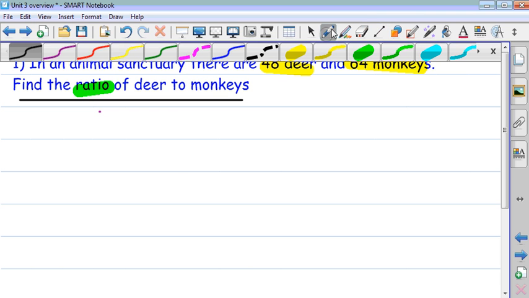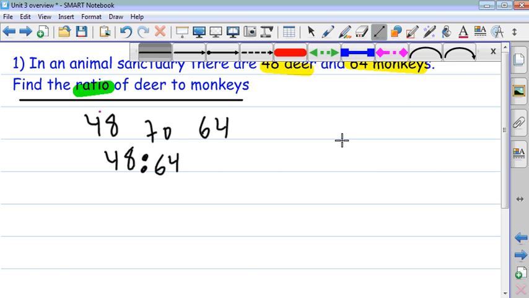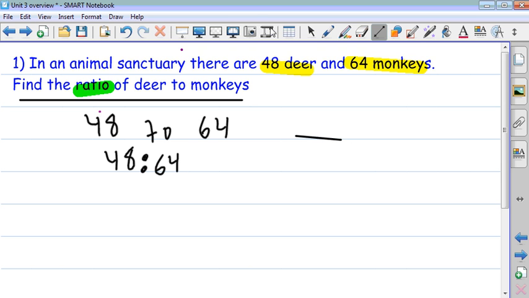Next up is our workspace. I need you guys to write down the 3 different ways that we can write ratios. We can write 48 to 64. That's one way. The next part that we can do is 48 colon 64. And the most important way that we need to do is the fraction line. And then we have 48 over 64.